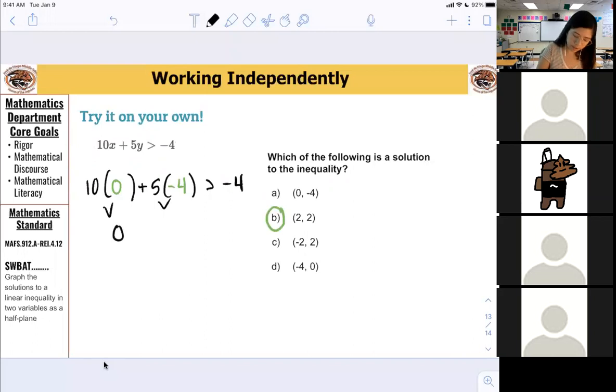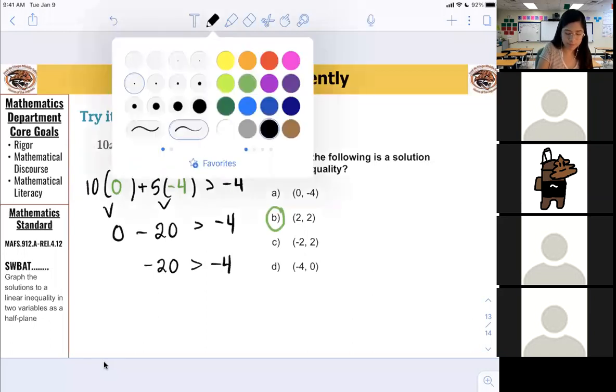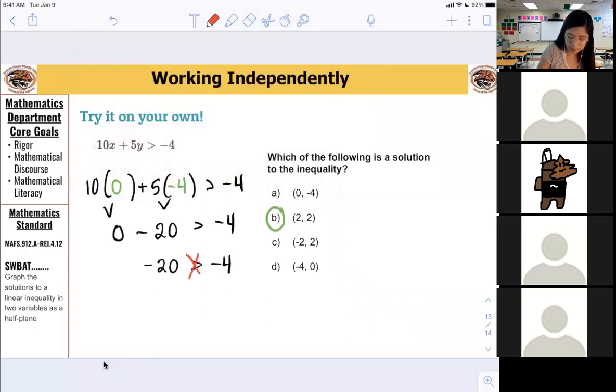-20. Well, 0 minus 20 is -20. And is -20 greater than -4? No, it is less than, so that's wrong. At the end of the day, it's just important to make sure you plug in those negatives. Don't forget about those negatives. They're very important. And then make sure you read it carefully at the end to determine if it's right or wrong. Any final questions on this problem or any of those that we've done before?